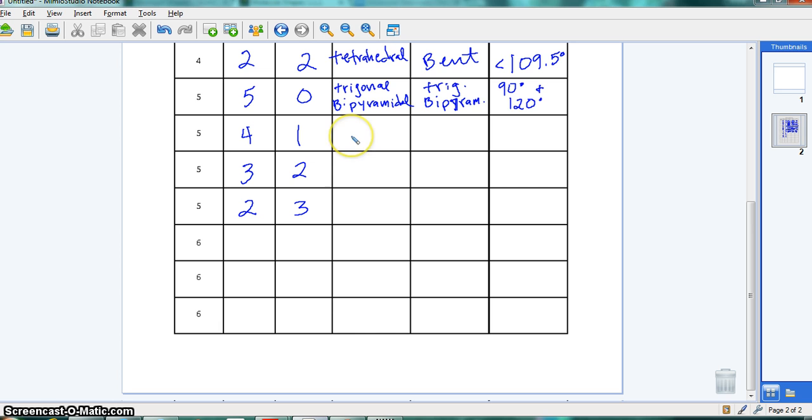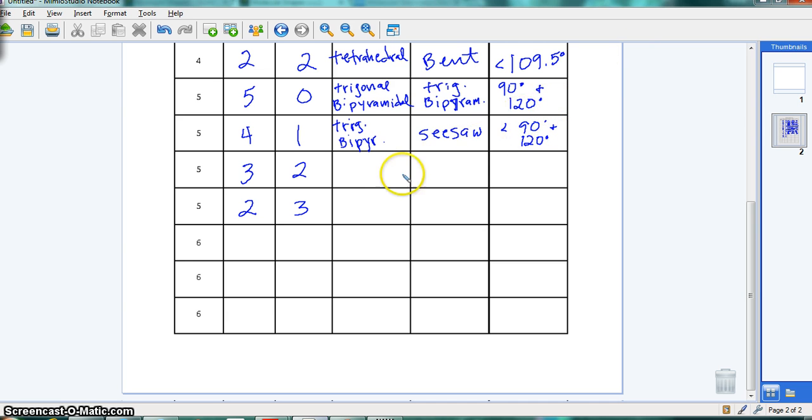So let's fill in what we have here. Electron domain geometry is still trigonal bipyramidal. And now our molecular geometry is seesaw. And our bond angles will be slightly less than 90 and 120 degrees, just like before. Those bond angles are going to squeeze in just a little bit.